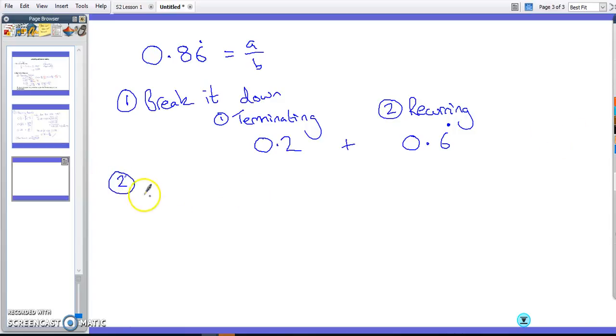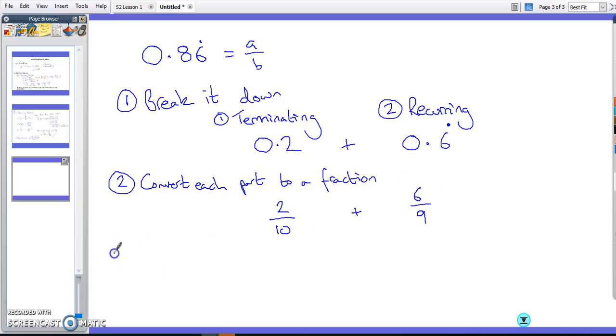So we've broken it down. Then we convert each part into a fraction. So I know that 0.2 is 2/10. I know that 0.6 recurring is 6/9. And then I would do my addition. So I find my lowest common denominator of 90, and say I would need to times 10 by 9 to get 90, so 2 times 9 is 18. I need to times 9 by 10 to get 90, and 10 times 6 is 60.